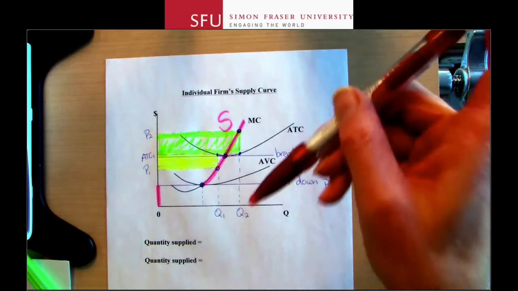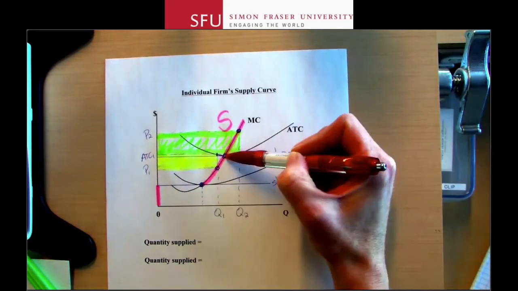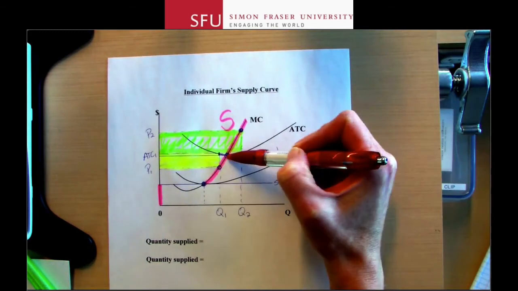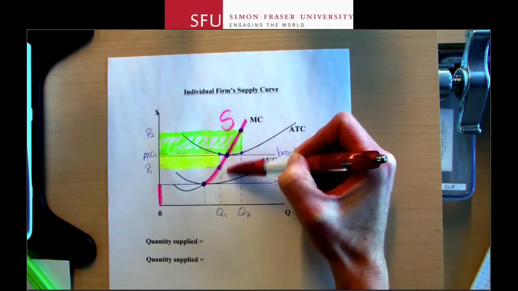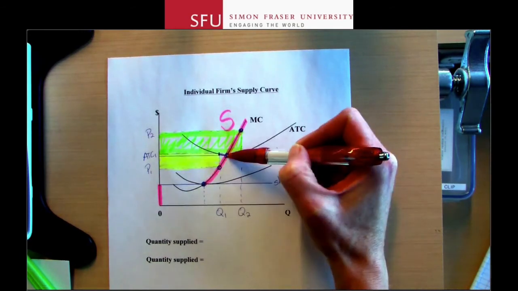And then the other option is if the price equals the break-even price. If the price equals the break-even price here, then they would produce the quantity here at that point, but then there would be no profit and no loss, so nothing to color in.